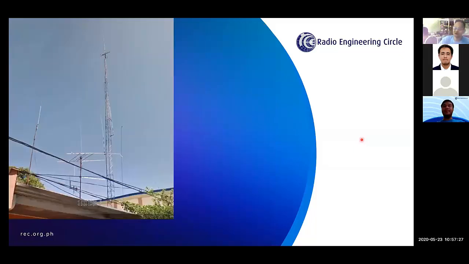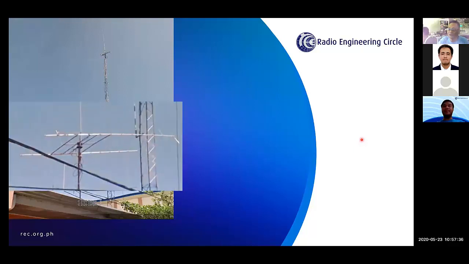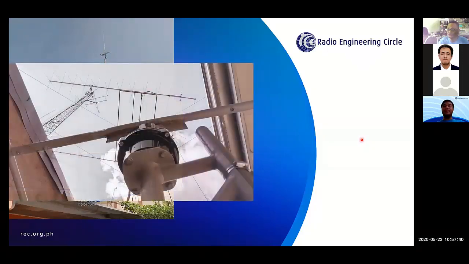Next. Ito po ang aking setup na antenna farm. Okay. Yan ang aking X Yagi, Twin 13 X Yagi. At bottom view, ayan po. At yung nakikita nyo rotator ng radio engineering circle, nung pinanlaban nila doon sa contest na medyo ayoko na magsalita. Okay?